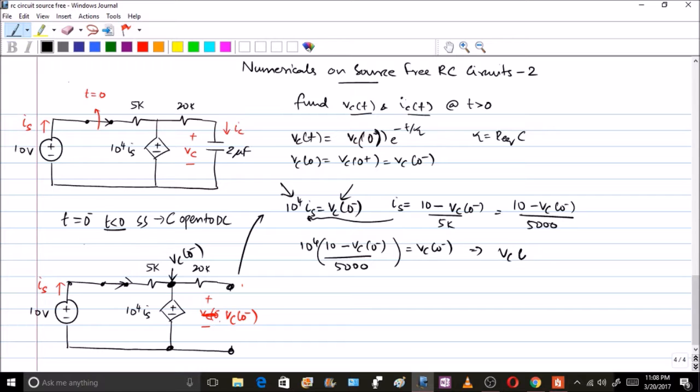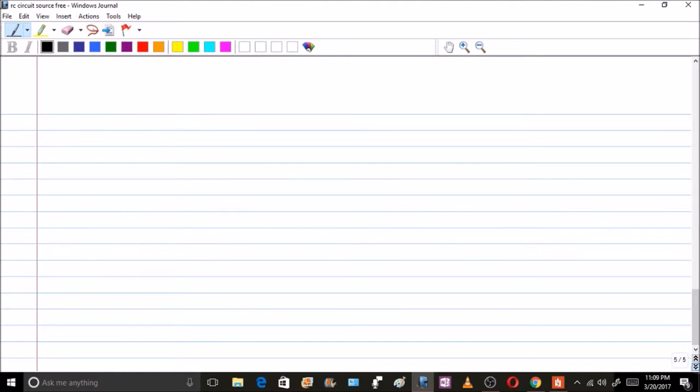By doing some simple algebraic calculations, you can find Vc(0-) equal to 20/3. And because Vc(0-) equals 20/3 volts, Vc(0+) will also be equal to 20/3 volts. So the first part of the problem is over. The next part is finding tau. That means you have to find the value of R equivalent. So let us go to the next page.